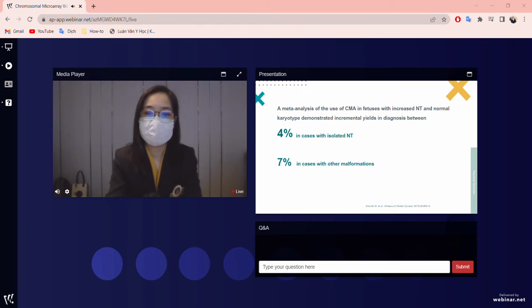In that trial, they studied fetuses with increased nuchal thickening and a normal karyotype, and they found 4% of the cases with isolated NT had an abnormal chromosomal microarray, and also 7% in cases with increased NT plus other malformations. So the yield for the detection of an abnormal chromosomal microarray is 4 to 7% in this study.